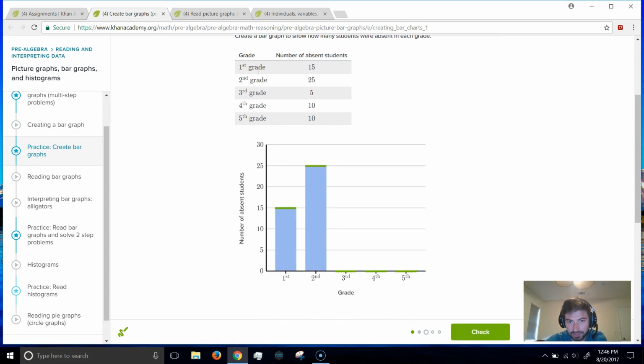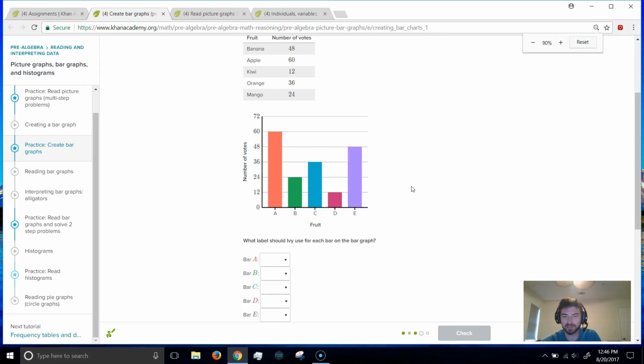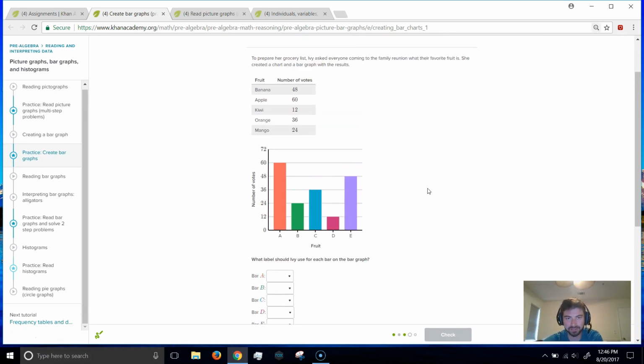So I'm just lining up. First grade's 15 students absent. So I'm just kind of lining up. Okay, so see how there's that missing one there? So we have to get 5 of these green dots in a row. So I'm going to see if I can do that. Now this one can be a little trickier. It helps if you have a computer so you can zoom out and see what's going on.